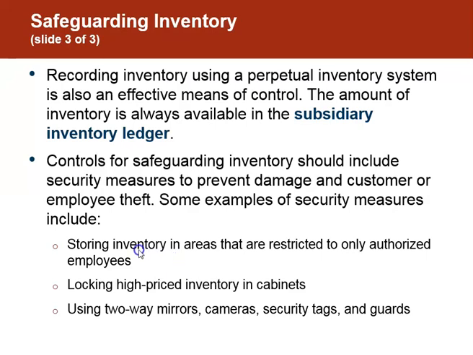This slide also talks about some physical controls that we can use for safeguarding inventory, such as storing inventory in restricted areas, accessible only by authorized employees, locking inventory away, and then using technology such as cameras, security tags that beep when the item leaves the area, two-way mirrors, and guards. I guess guards are not exactly technology. Okay.